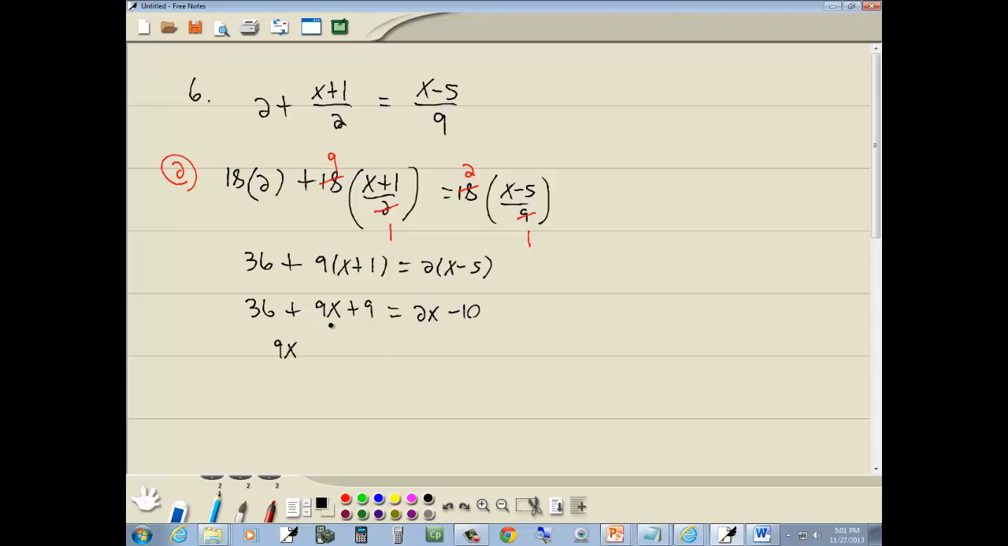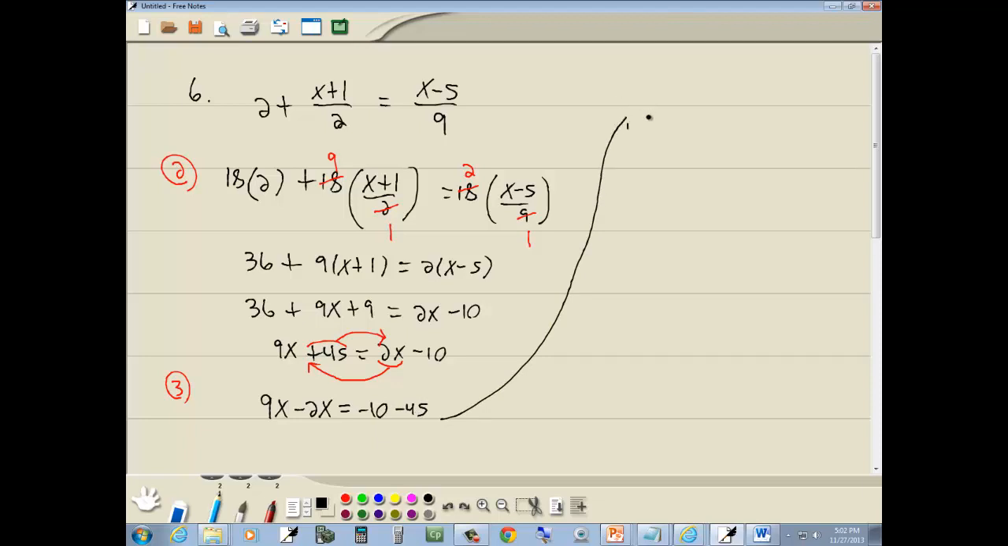At any step, combine together like terms, combine together numbers. 36 plus 9 is 45. Equals 2x minus 10. Now step 3. Get everything with an x on one side, numbers on the other. So I'll take 2x, move it to the left side, take the 45, move it to the right. When you move anything across your equals, your sign changes, so the 2x becomes a negative 2x. The 45 becomes a negative 45.